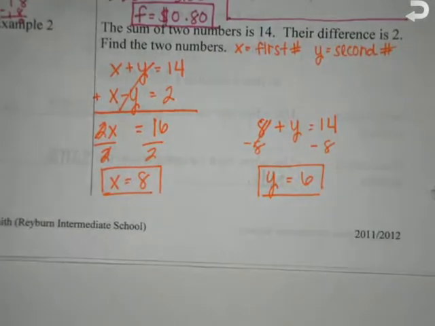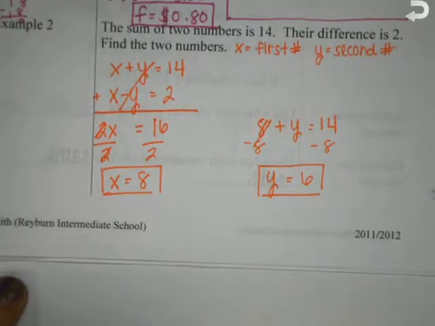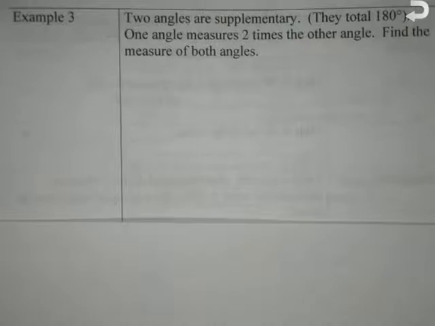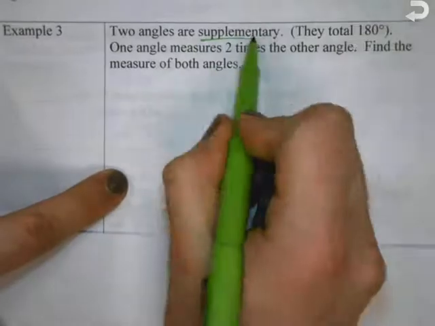They still are easy. Alright, number 3. Now we're looking at some geometry stuff. Two angles are supplementary. That means that they total 180 degrees. So when you add the two angles together, they equal 180. Okay?